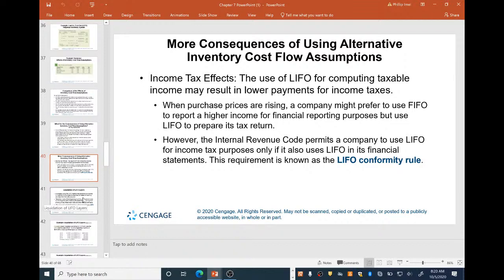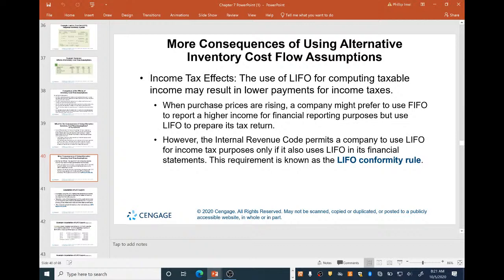Income tax effect: the use of LIFO for computing taxable income may result in lower payments for income taxes. This makes sense because we know income tax is based upon your income. The higher your income, the bigger a tax liability we're going to have. So obviously, the normal flow of prices is to increase through inflation. So as times go on, usually prices of products go up, right? So if we're using LIFO, it's going to reduce our gross profit, so it's going to reduce our income tax liability. So that's why we can see here that LIFO will have a good effect on income taxes. So a lot of firms will use LIFO for income tax purposes.